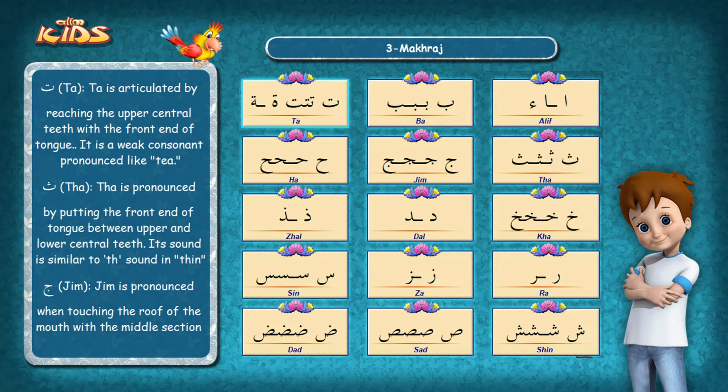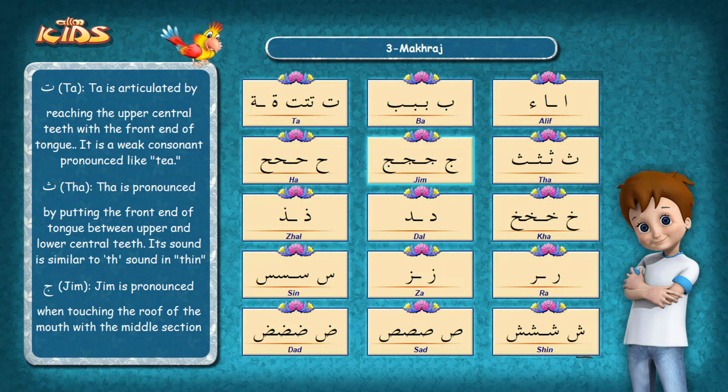T. T is articulated by reaching the upper central teeth with the front end of the tongue. It's a weak consonant pronounced like T. Th. Th is pronounced by putting the front end of the tongue between the upper and lower central teeth. Its sound is similar to th, as in thin.